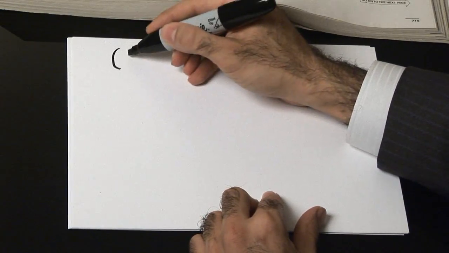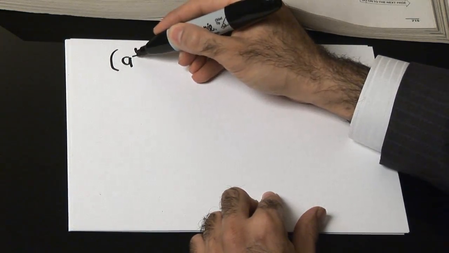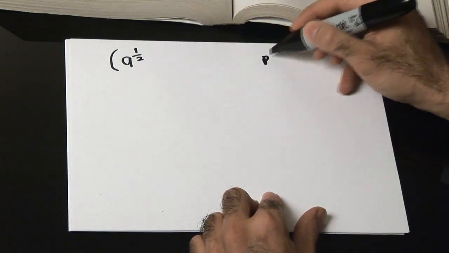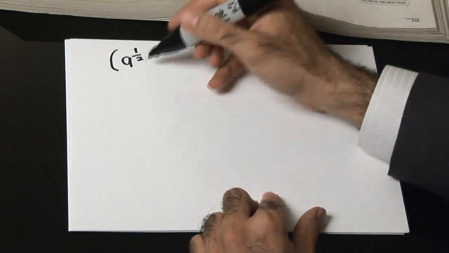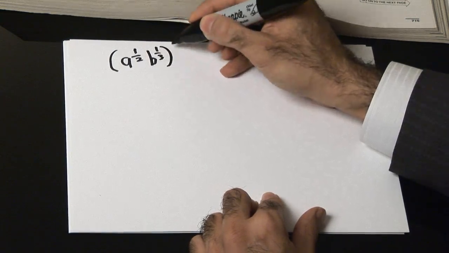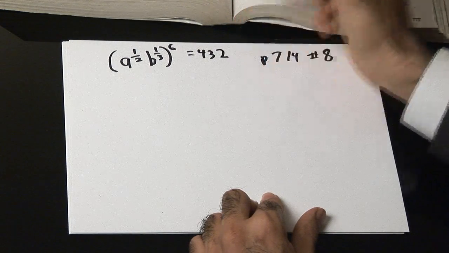Let's go ahead and write the problem. It says a to the 1/2 times, by the way, this is page 714, number 8. So a to the 1/2 times b to the 1/3, that whole thing to the 6th, equals 432.